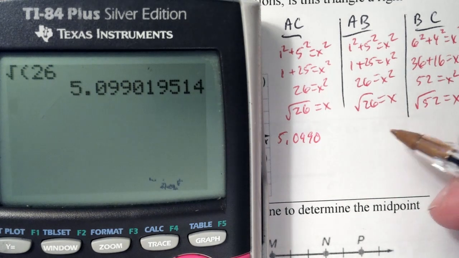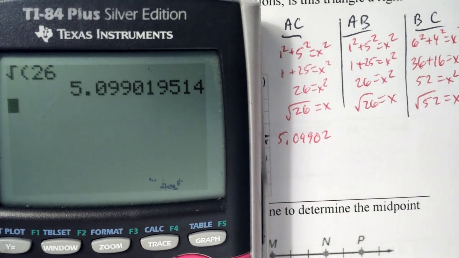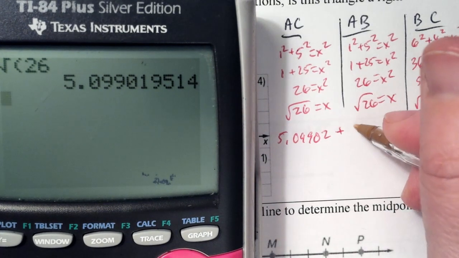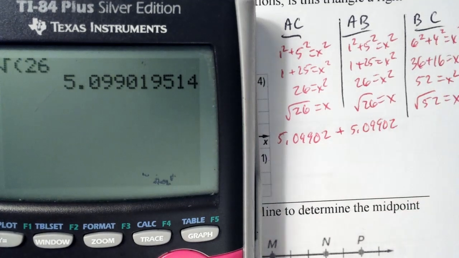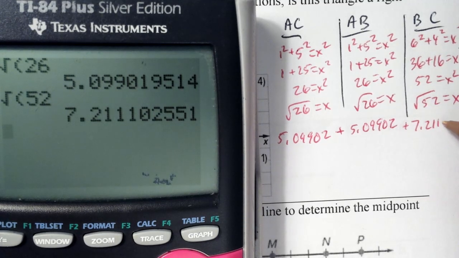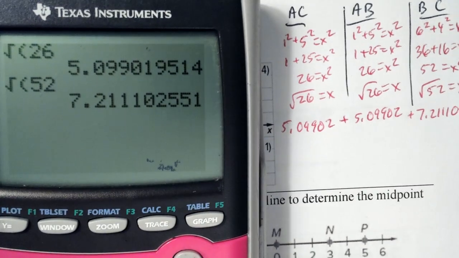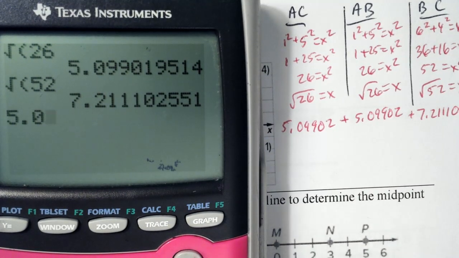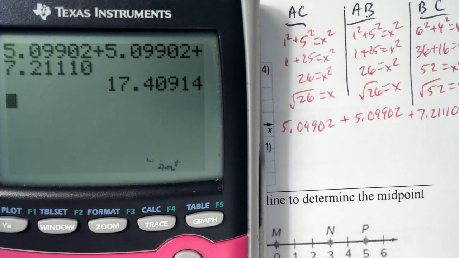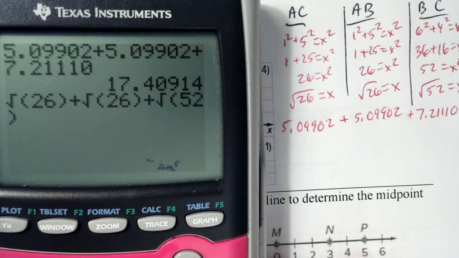Another thing you can do: square root of 26 was 5.0990, and it should be the number 2, but if you put 1, it won't hurt. The more decimal places you go, the safer you'll be. Plus 5.09902, and square root of 52, which was 7.2110. If you add all those together, 5.09902 plus that same number plus 7.21110, we got this big long number.